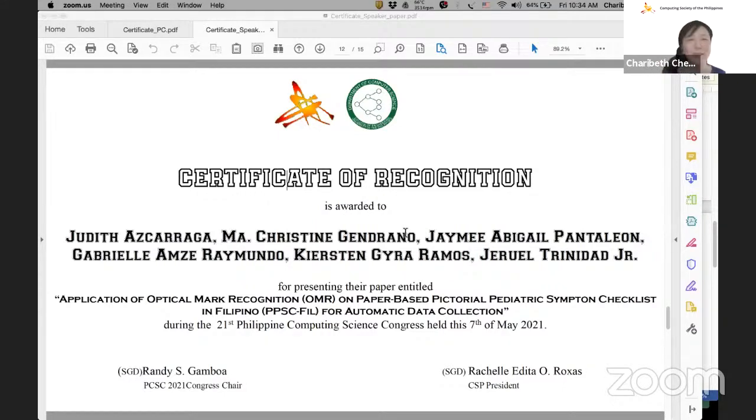It is. Okay, so the certificate of recognition is awarded to Judith Ascaraga, Christine Henrano, Jamie Abigail Pantaleon, Gabriel MC Raimundo, Kristen Jaira Ramos, and Jeruel Trinidad Jr. for presenting their paper entitled Application of Optical Mark Recognition, or OMR, on Paper-Based Pictorial Pediatric Symptom Checklist in Filipino, or PPSC-PHIL, for automatic data collection during the 21st Philippine Computing Science Congress held this 7th of May, 2021. Signed, PCSC 2021 Congress Chair, Randy Gamboa, and CSP President, Rachel Edita Ramos.